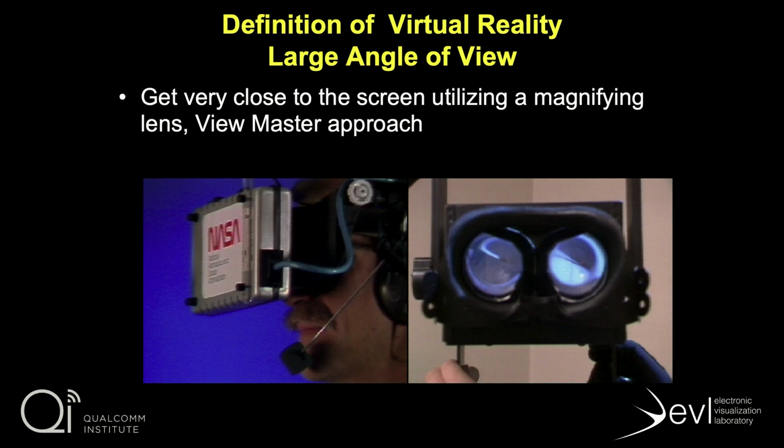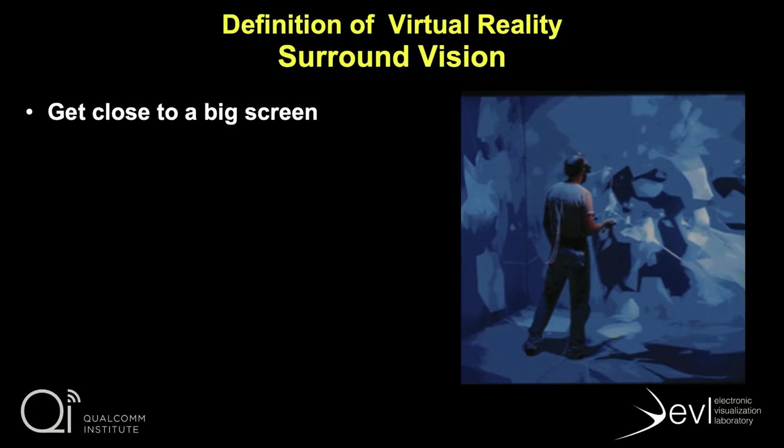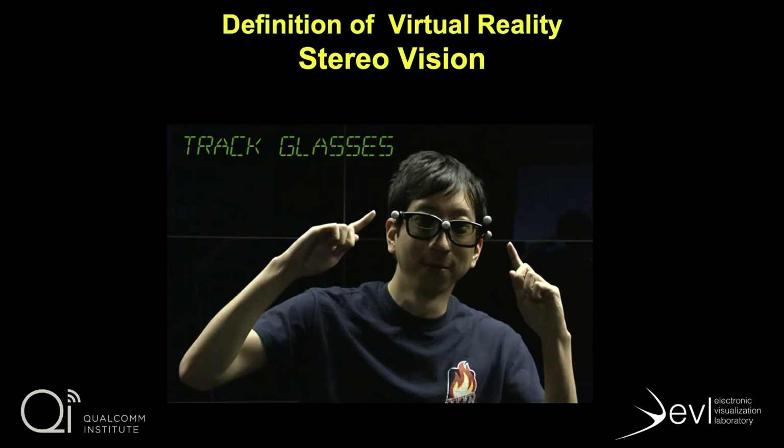But to me, the definition is a system that supplies a large angle of view, in this case by having a magnifying lens next to a small screen. The way CAVEs do it is you get close to a very big screen. You have stereo vision as a part of this experience, and you typically have to wear glasses, although there are systems that do it without glasses, for instance, the scholograms.